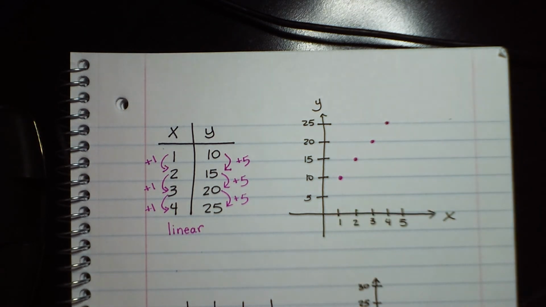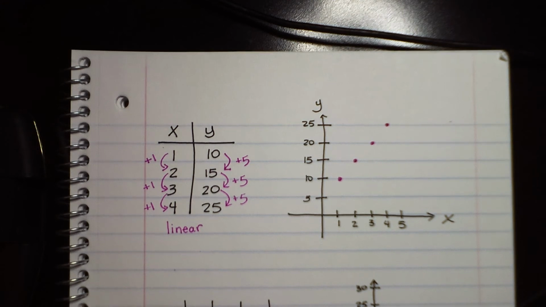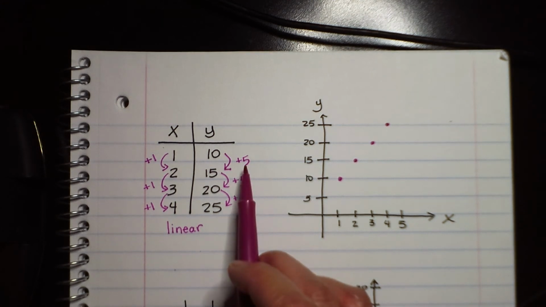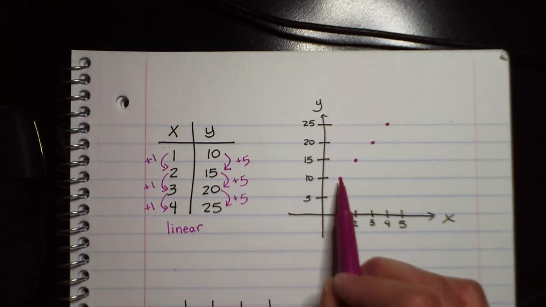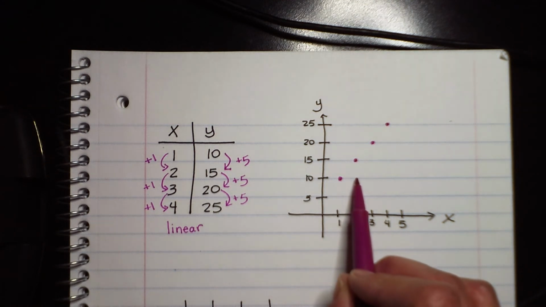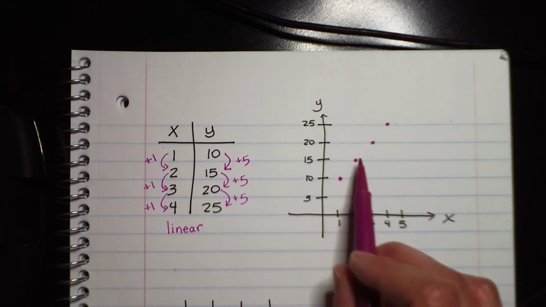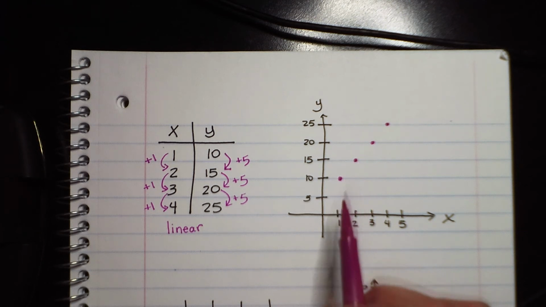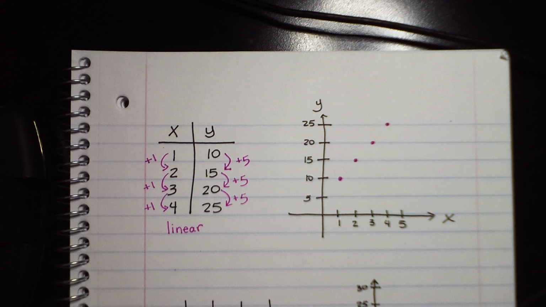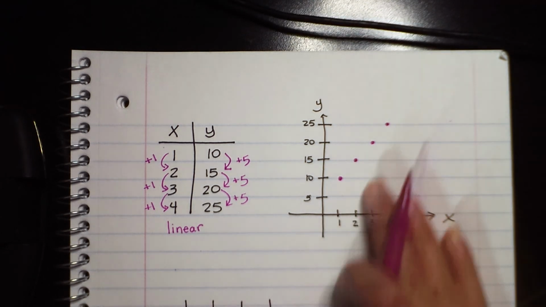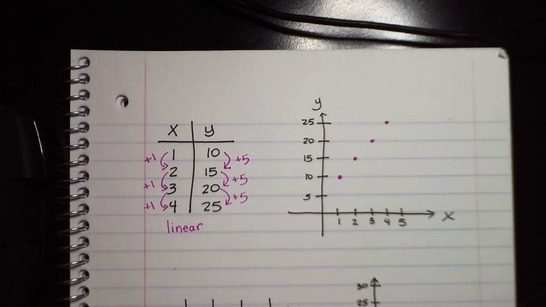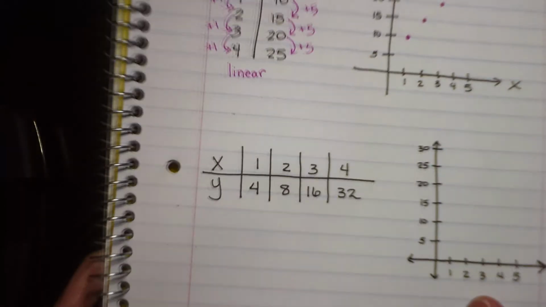In fact, if I wanted to know the slope of that line, the slope of the line is 5. It's the same as the constant rate of change, because every time I go over 1, I'm going up 5. So my vertical change is 5 every time my horizontal change is 1. So I have a slope of positive 5. So this is linear, it makes a line, and there is a constant rate of change. Let's look at another example.